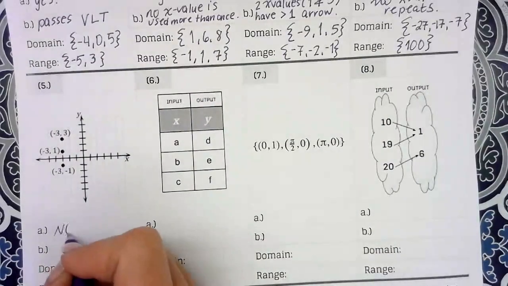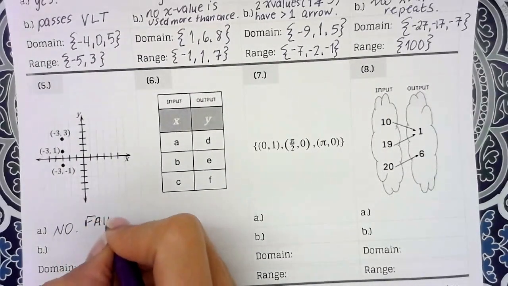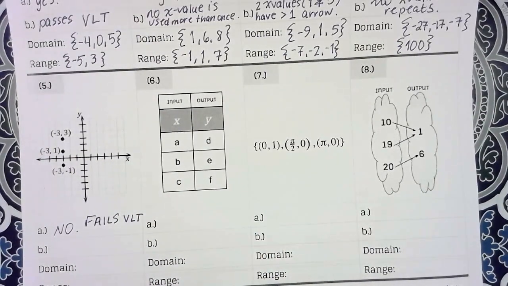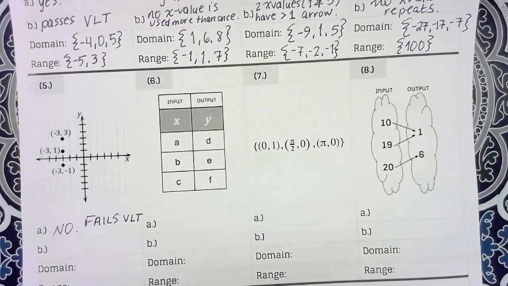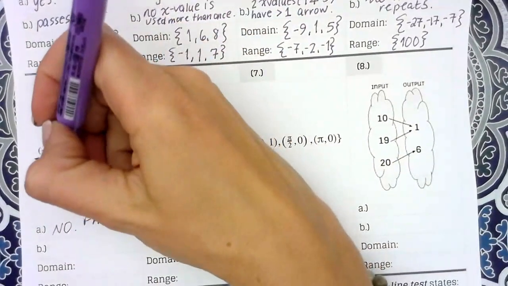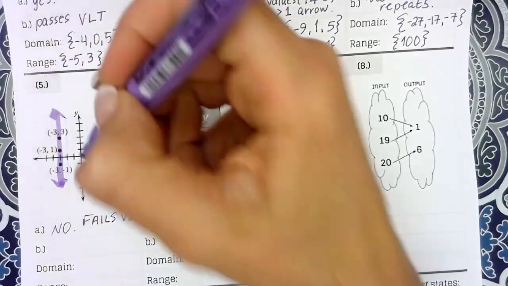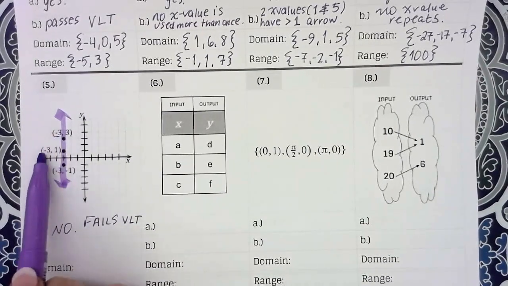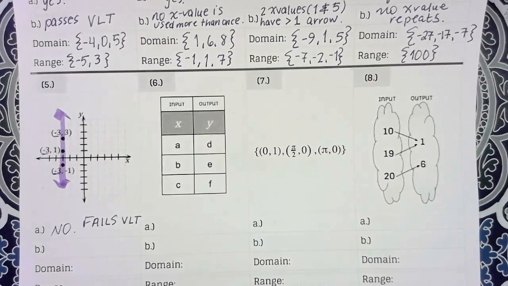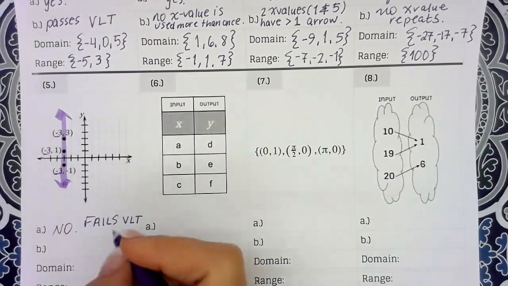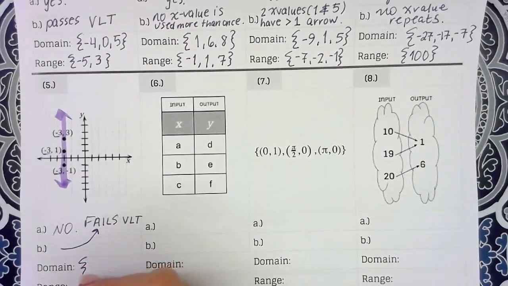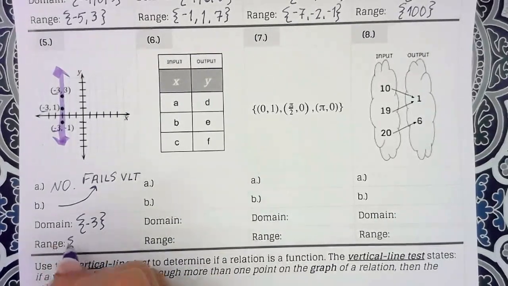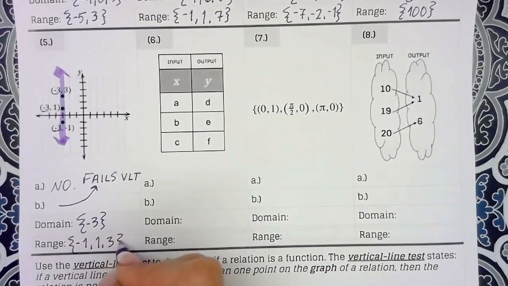Is this a function? No way, not at all. Fails the vertical line test. Big, fat fail. Where can we see it failing the vertical line test? I guess I'll use purple, because purple is the relation color. Here's a vertical line. Slice them right through there, crossing multiple points. Don't you see right here? -3, -3, -3. The x value of -3 goes to -1, 1, and 3, not a function. Domain, just -3. Range, we have a little bit more going on. The range is -1, 1, and 3.